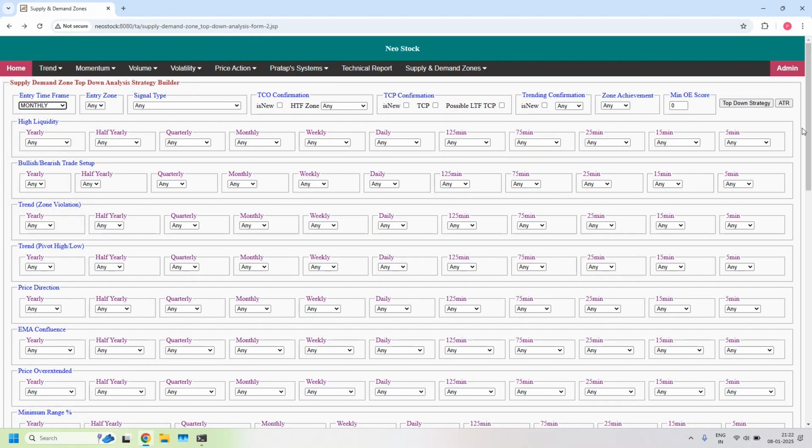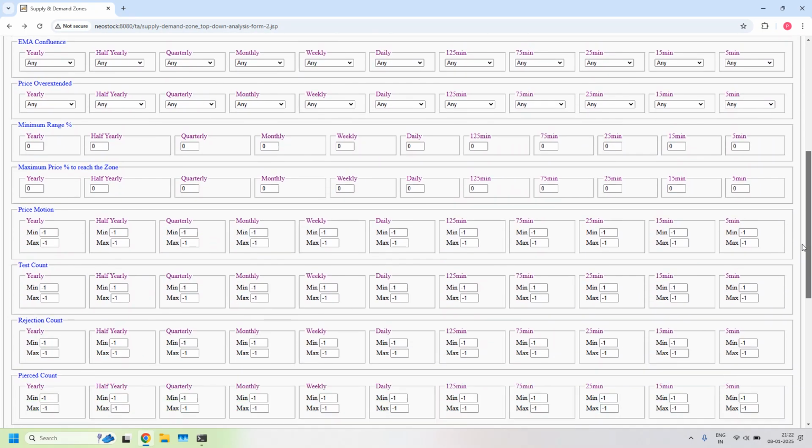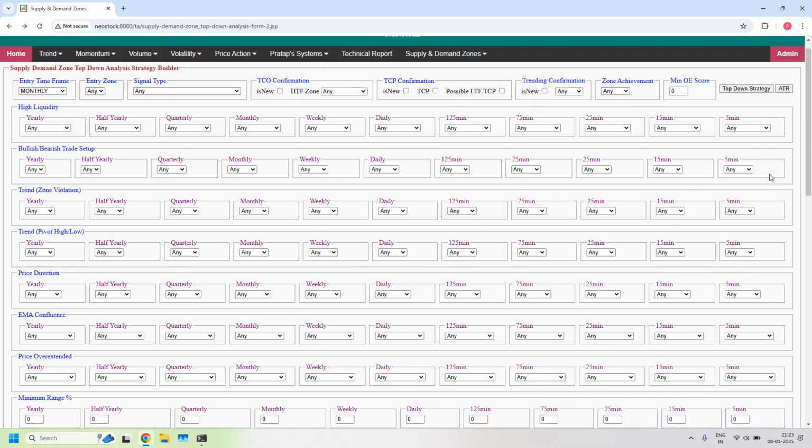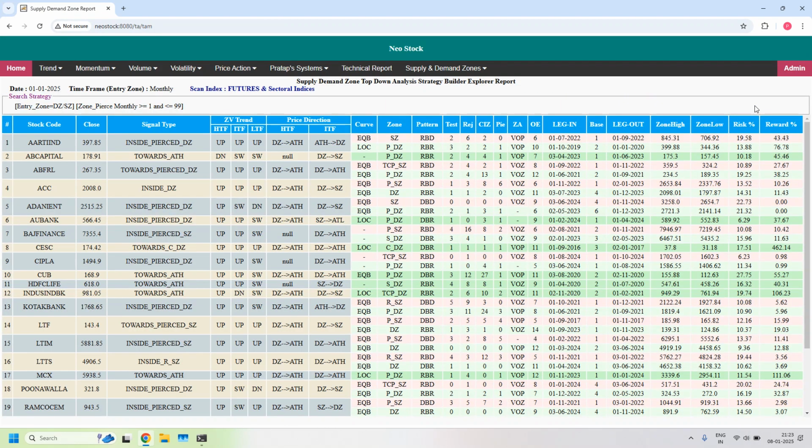Next monthly time frame, monthly pierced zones, demand zones. This is the pierced count at monthly time frame. I am setting minimum value 1 and maximum value maybe a big number 99. Let me filter the stocks. So first 19 stocks, all these are pierced monthly demand zones.